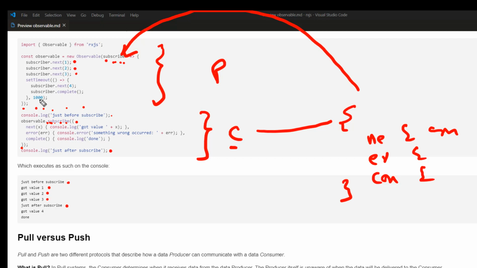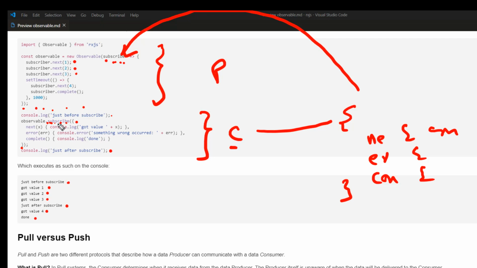Now 1000 milliseconds pass by. As soon as 1000 milliseconds pass by, this function gets invoked. Now next(4) is called. You can see that. Then complete is called, and at complete time we are just logging console.log done. So that is done. So the important point over here, two important parts are there. First, subscribe means the starting point of execution. That's the one important point.